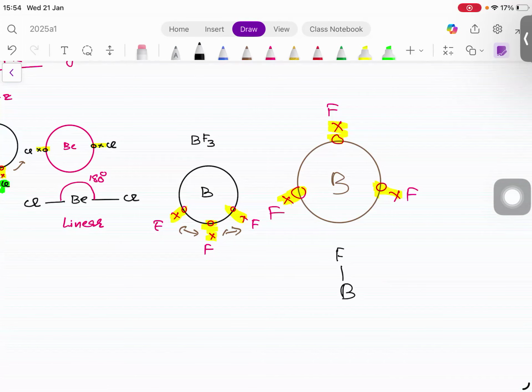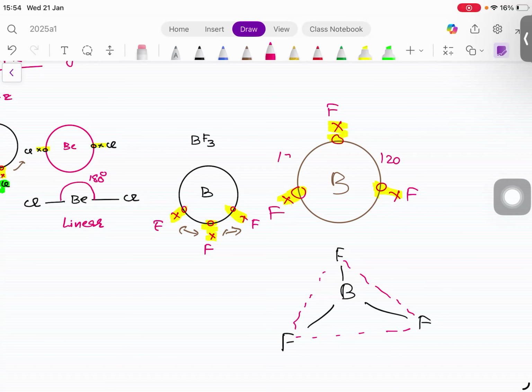So what do you think? What does this shape look like? Does it look like a triangle? And what is the bond angle, do you think? All of them are in one plane. Over one plane, the whole circle makes 360. So this is 120 here, 120 here, and 120 here. So this is how we look at it.